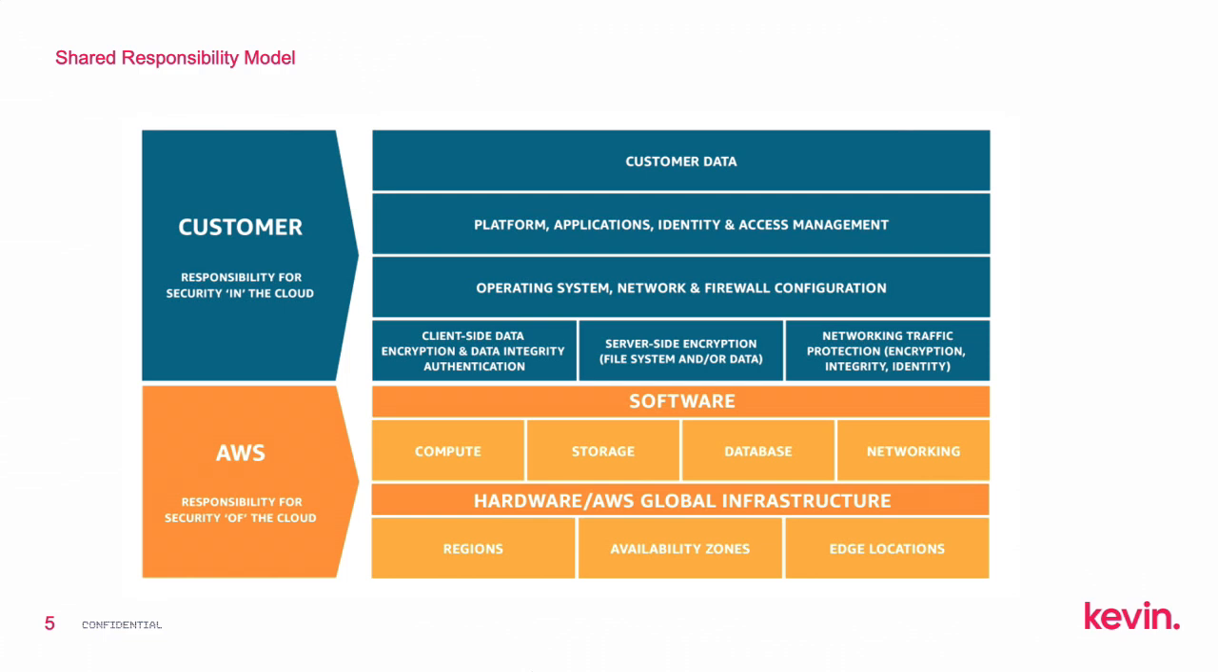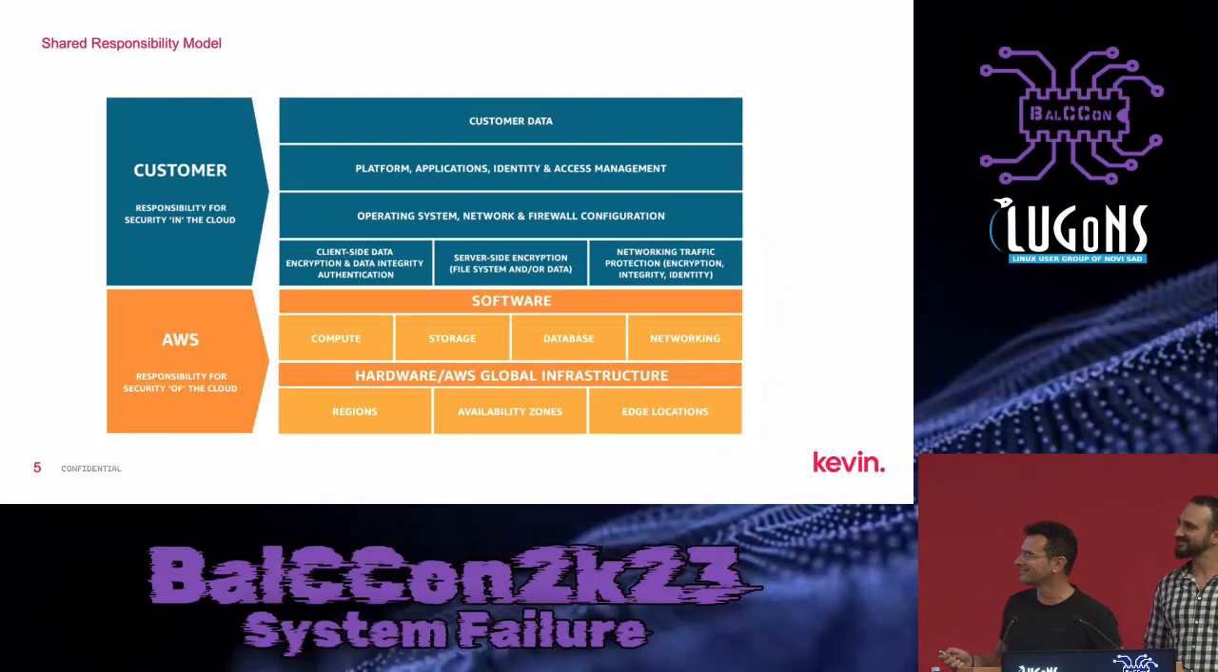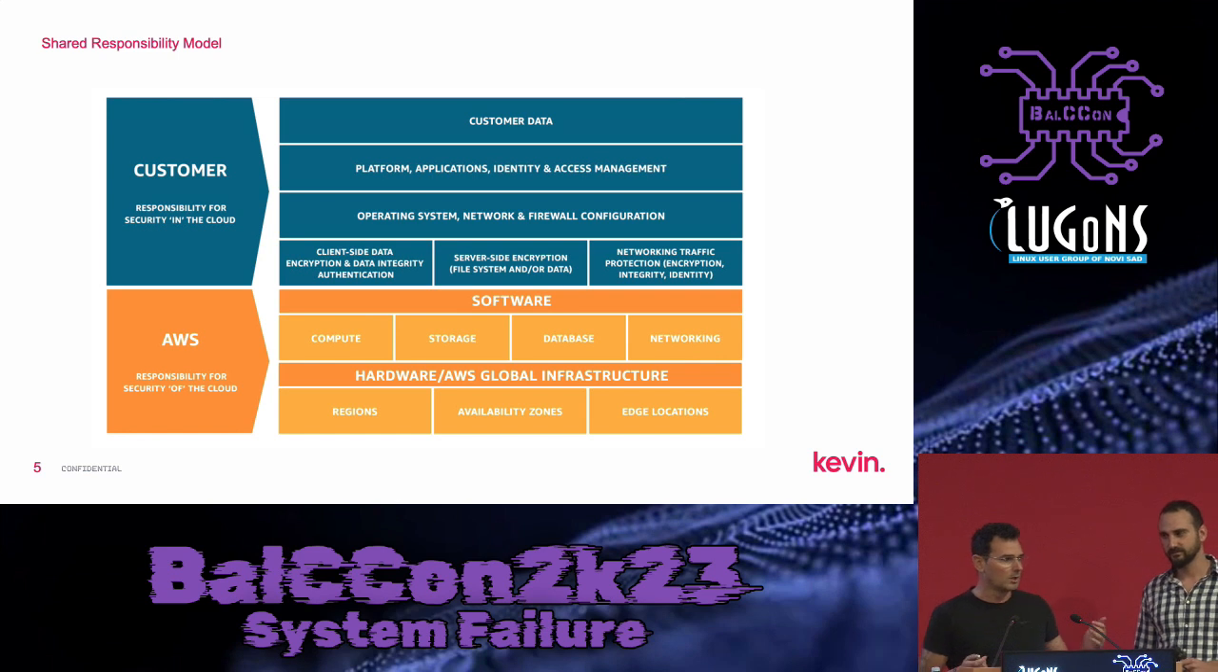So easy, right? You go to the AWS documentation and you just get it. They are taking care of regions, availability zones, edge locations, hardware, AWS software, compute, storage, and the software on top of them. And then you are just responsible for the client-side data, the operating system, network, platform, applications, and cloud data. So we are responsible for the security in the cloud.